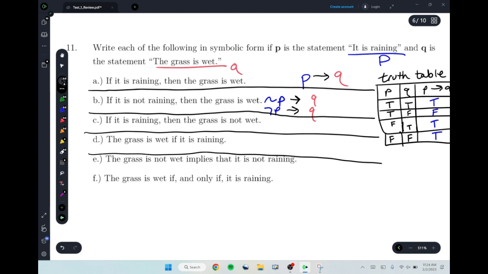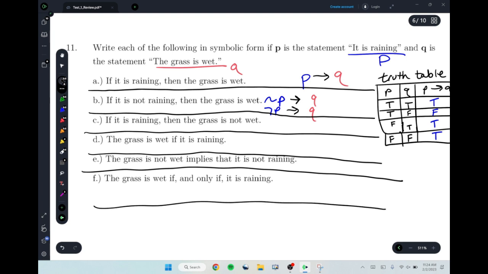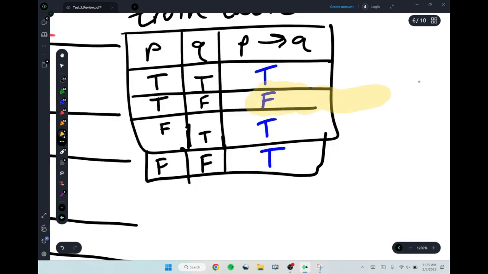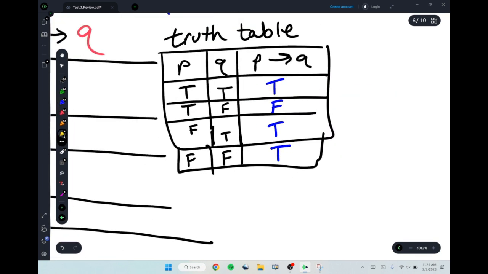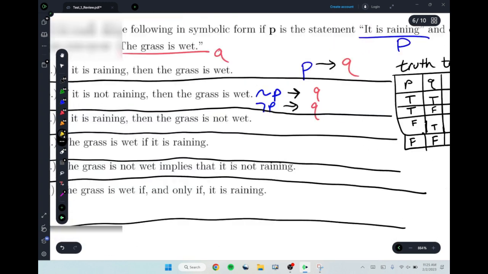Yeah, what if the sprinklers are on? I guess the other one wouldn't make sense if you have a giant tarp covering all of the grass. Then you know what I'm saying? This false case right here could be destroyed by a giant tarp covering all of the grass. But barring that, this is a pretty good example.